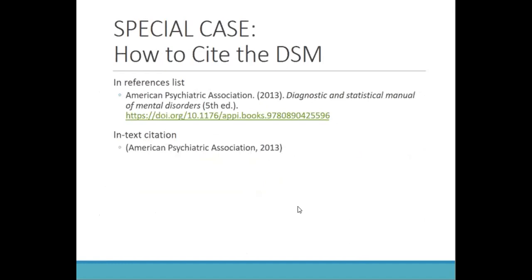Okay. I often have students who are citing the DSM in their paper, and this is kind of a special case. So in the references list, this is what your DSM citation should look like. In an in-text citation, you are citing the American Psychiatric Association, comma, 2013.